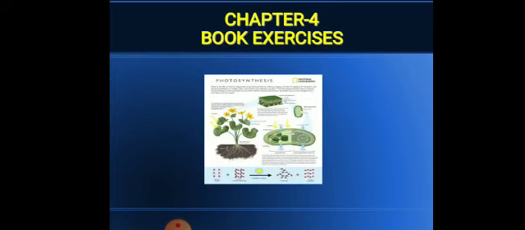Children, I have already explained chapter number 4 in biology, photosynthesis. Today I will discuss the book exercises with you. Now, children, in short, let us revise once again what photosynthesis is.